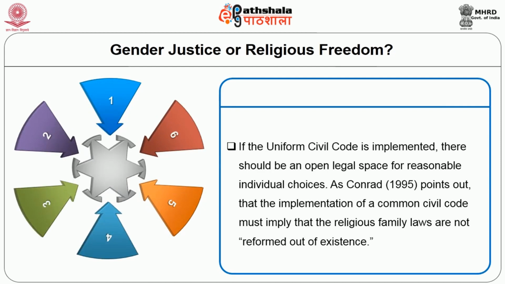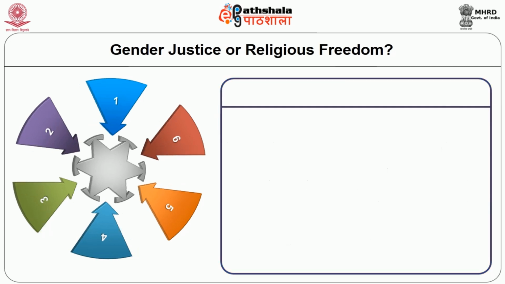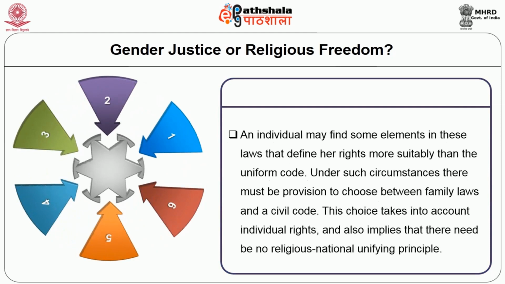If the Uniform Civil Code is implemented, there should be open space for reasonable individual choices. As Conrad points out, the implementation of a common civil code must imply that religious family laws are not reformed out of existence. An individual may find some elements in these laws that define her rights more suitable than the Uniform Code. Under such circumstances, there must be a provision to choose between family law and a civil code. This choice takes into account individual rights and also implies that there is no need for religion to be a national unifying principle.